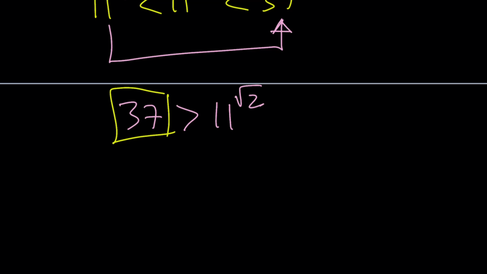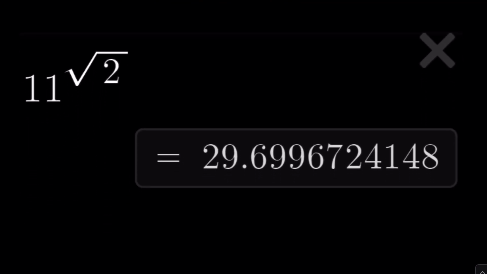All right, let's go ahead and check the numerical value, and we're just going to finish up. So the numerical values are as follows. 11 to the power root 2 is 29.69 something. It's about 30. Obviously, this is less than 37.